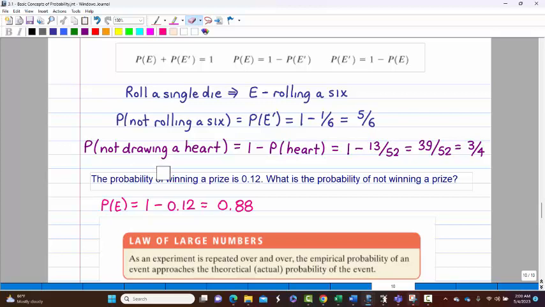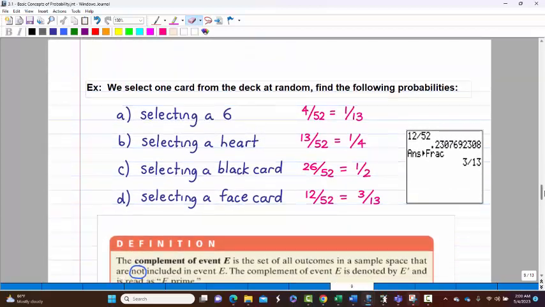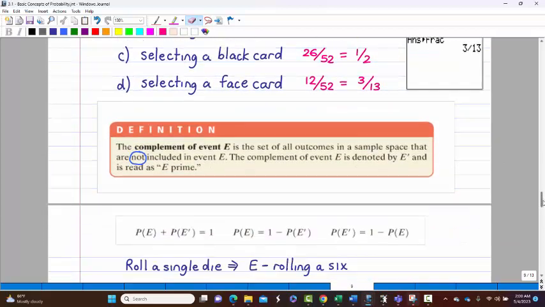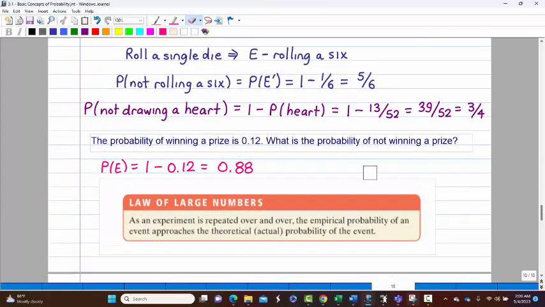So what's the probability of not drawing a heart from a single deck? That would be the same as 1 minus the probability of actually drawing a heart, which we did. I think we did that up here, part B on that example. So it's 1 minus 13 over 52. So you have a 39 over 52 probability, which reduces to 3 over 4, of not drawing a heart.